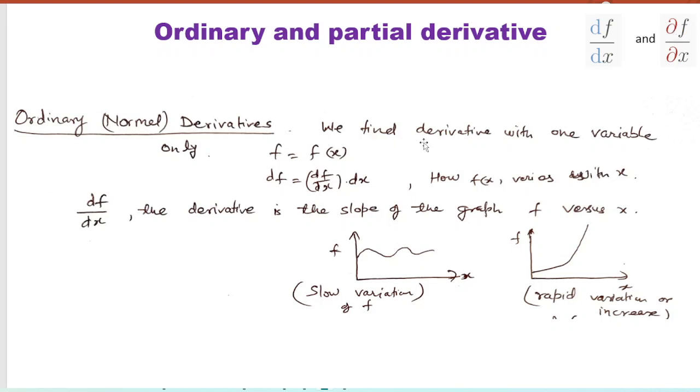So ordinary differentiation means when we find the derivative with one variable only. If f is a function of x, then df by dx is the derivative, and this derivative shows the slope of the graph f versus x. In this first image we can see that when x is increasing, f is increasing very slowly, so it is a slow variation. Whereas in the second case, when x is increasing, f is increasing rapidly, so it is varying very rapidly.